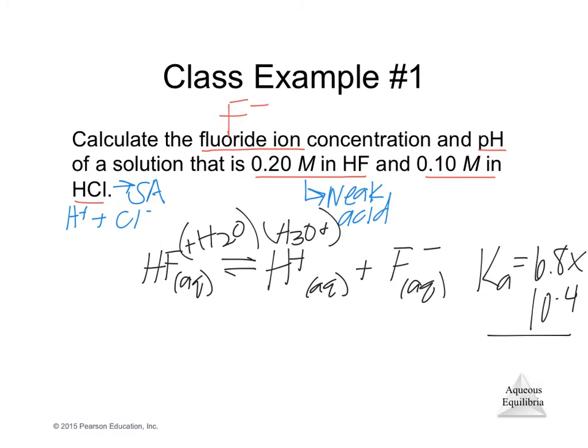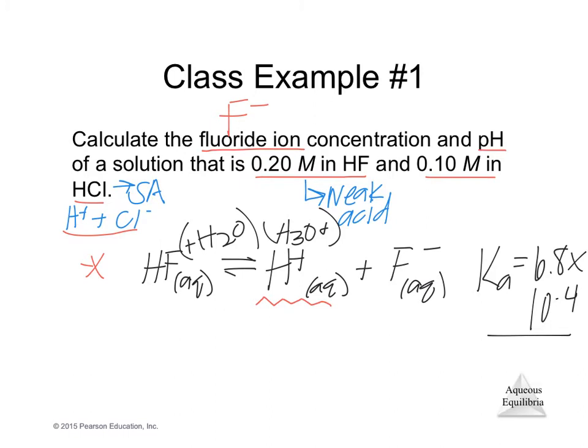Now, we have the Ka, we have the equilibrium. Now, what is the common ion that we're adding here? Well, here's the equilibrium. Here is our strong electrolyte dissociating. So what is going to be the common ion? Well, the common ion is H+. They both have H+.